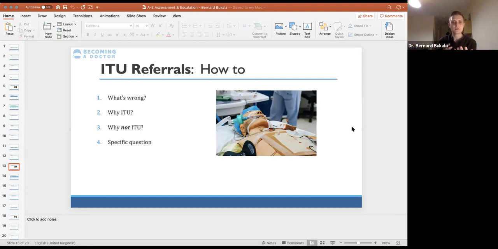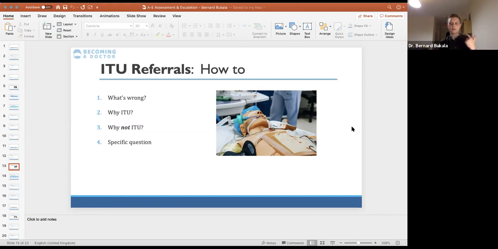Now, the next thing is telling them why you want ITU involved. You want ITU involved because you're concerned about the airway, that's one thing, or you want ITU support. And on the next slide, we're going to see what ITU has on offer that we might want from them. The third part of your ITU referral is why not ITU?